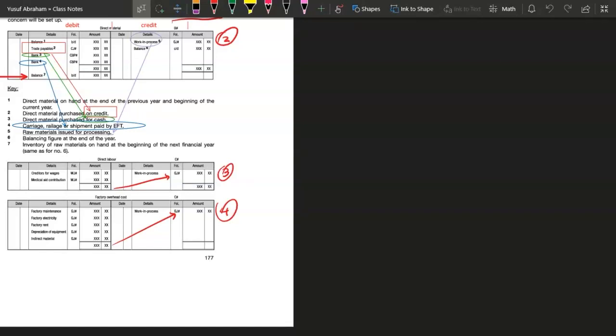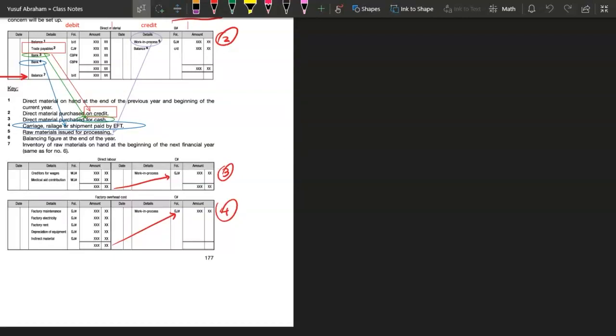Wouldn't the cost of railage be an expense? Yeah, it is an expense to the company. I'm not too sure why it is confusing. Yanula, do you want to come on? Open your mic.